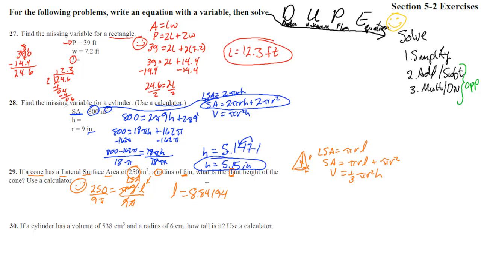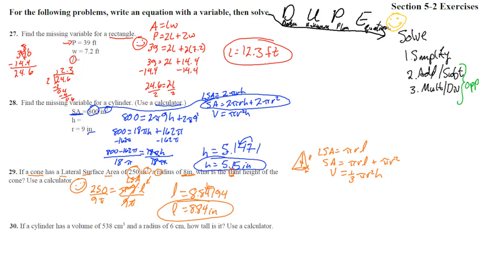So let's round to the nearest hundredth, and that one rounds down. So 8.84. Let me see, inches squared, inches. So we are in inches. So the slant height is right there. Good.